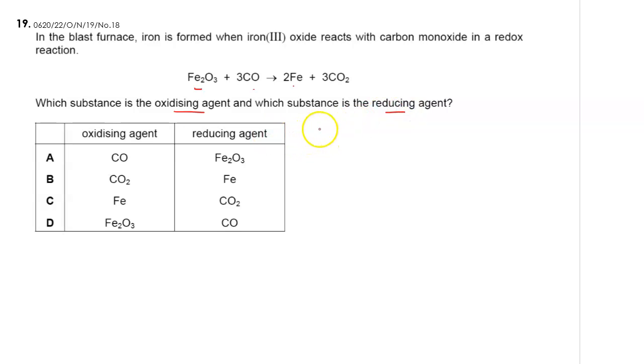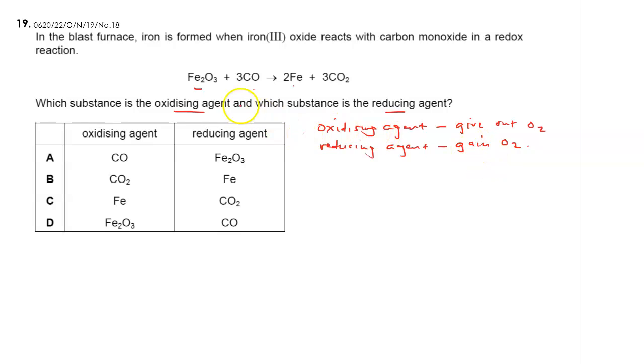So of course, we have said in a previous question up there, an oxidizing agent will gain electrons, or it will give out oxygen, and a reducing agent will gain the oxygen that is given out.